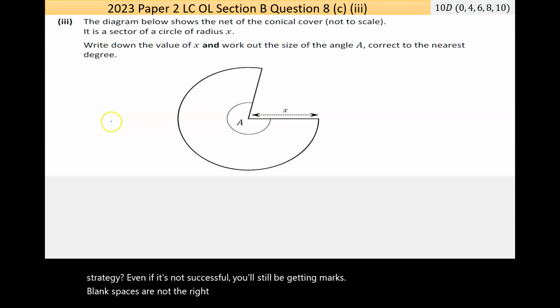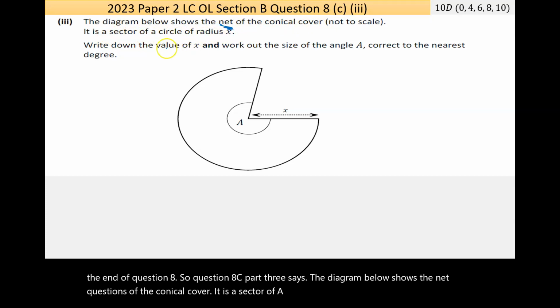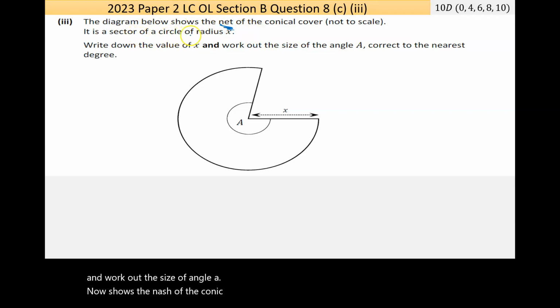Okay, so that, oh, it's not the end. Damn it, I thought that was the end of question 8. So question 8C part 3 says the diagram below shows the net, I hate net questions, of the conical cover. It is a sector of a circle of radius x. Write down the value of x and work out the size of angle A. Now, the diagram below shows the net of the conical cover. It is a sector of a circle of radius x.